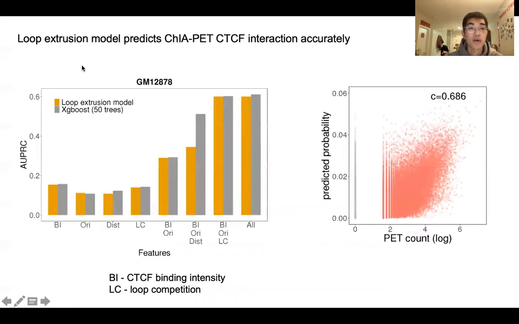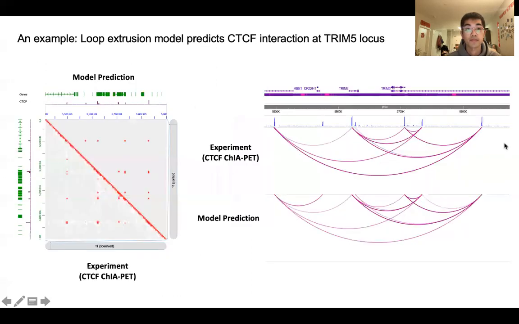By comparing our predicted probability with the CTCF ChIA-PET data, we found that our prediction is highly similar to experimental results, evaluated on either AUPRC or correlation. And here shows a concrete example of their similarity. We displayed the experimental interactions and the predicted interactions on the heat map and on the genome browser track. As you can see, they're very similar to each other.